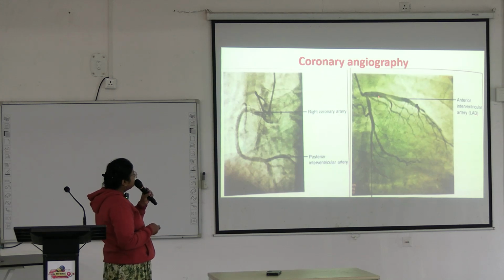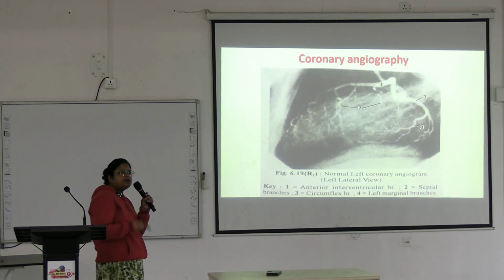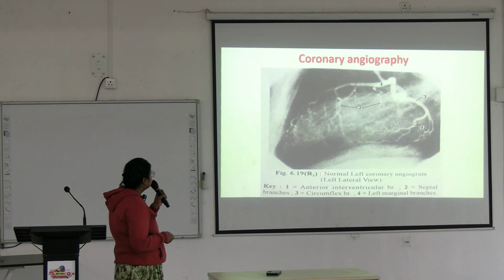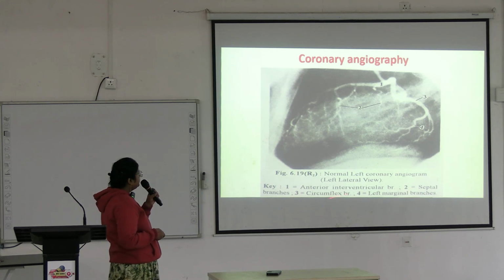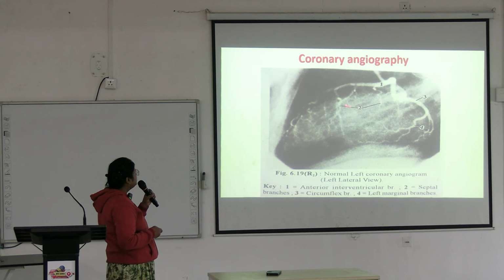Anterior interventricular artery. Here is the right coronary artery, posterior interventricular artery. If there is blockage, the rest of the portion you will not see. Left coronary artery angiogram. Okay. Here is anterior interventricular branch. 2 is the septal branches. 3 is circumflex branch. 4 is left marginal branch.